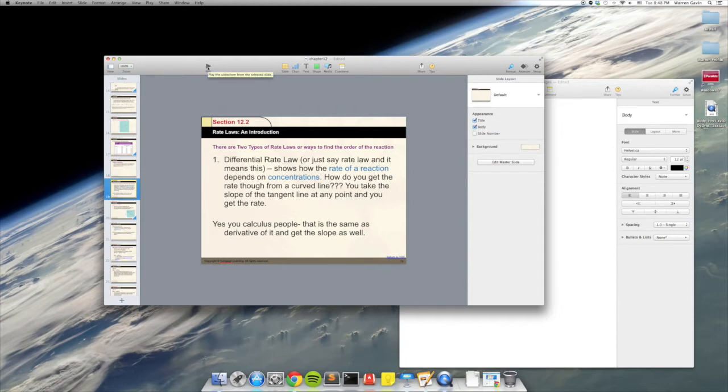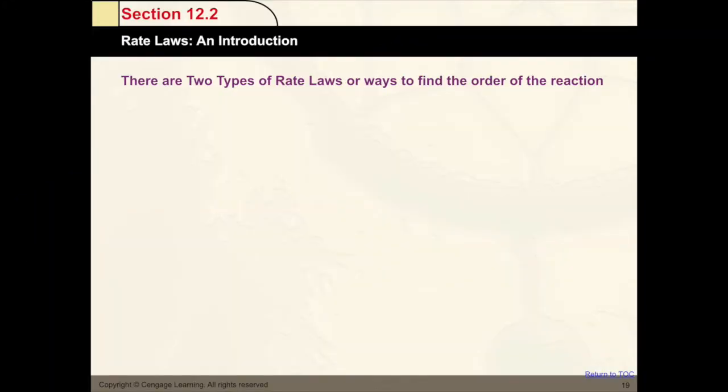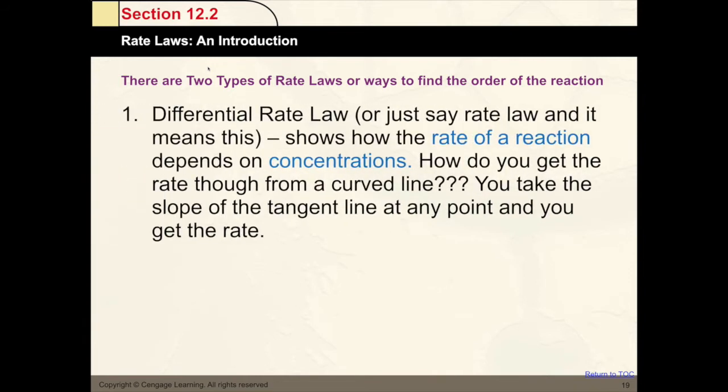What if they don't give you those ideas? What if they don't give you the rates of things? And so that's where we're headed into what we call two different types of rate laws. One's called the differential rate law, or just a lot of the time they just call it rate law. And they mean this. And it shows how the rate of a reaction depends on concentrations.